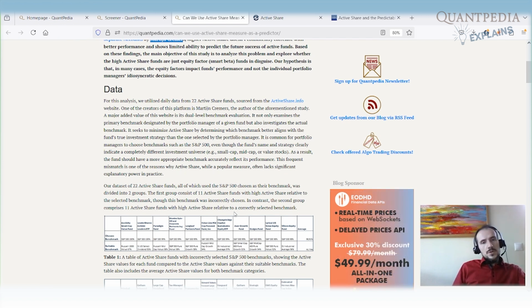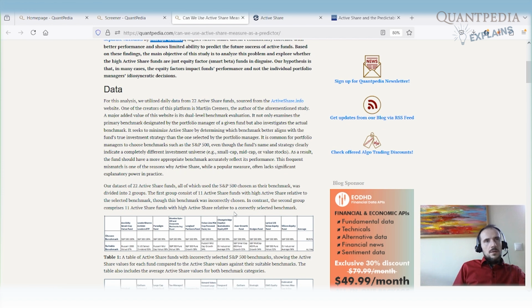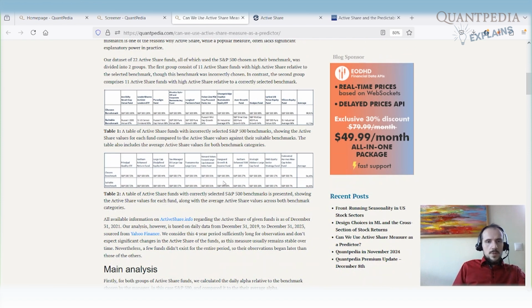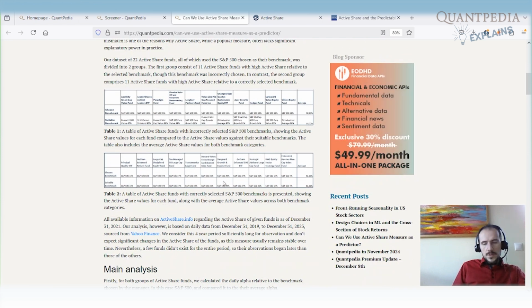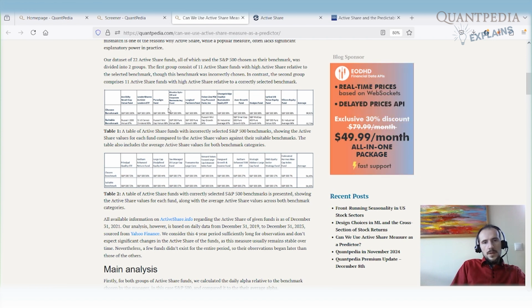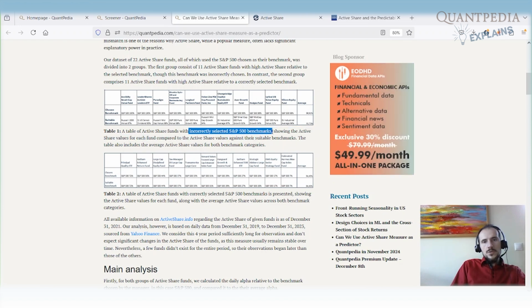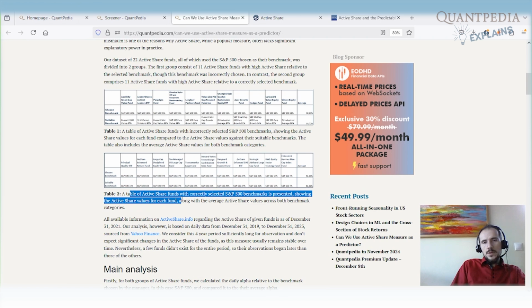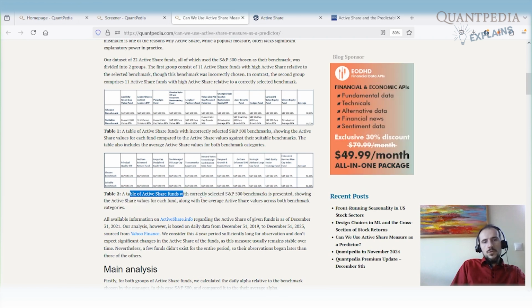This kind of situation happens very, very often. Very often managers select a benchmark like the S&P 500, but in their case they should find a different benchmark. So what we realized is that this situation happens often, so we split our sample into two parts. The first part: the funds that have high active share, but incorrectly selected the S&P 500 benchmark, because the benchmark should be something different based on the portfolio those funds have. In the second half of the sample, we have the funds that correctly selected the S&P 500 benchmark, so that's the benchmark that's correct for them.